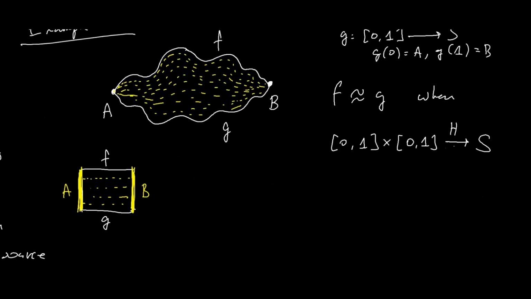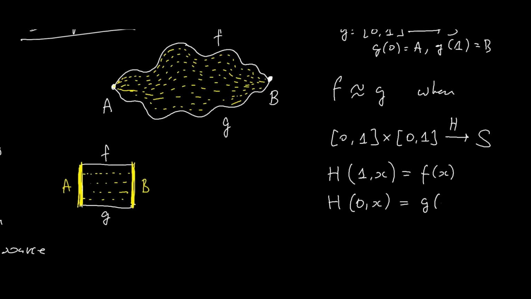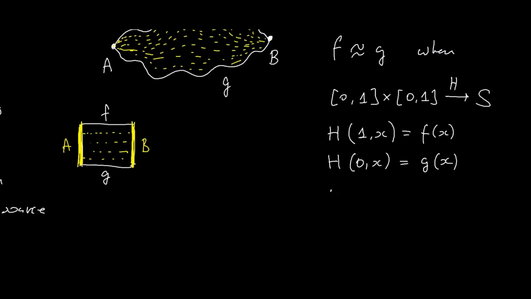And then I also want to formalize this picture, which would be saying that H of the pair 1, x is the same as F of x. H of the pair 0, x is the same as G of x. Is it the other way around? Doesn't matter. Yeah, no, it's this way around. G of x. And at the same time, I also want to say that H of y, 0 is always A, and H of y, 1 is always B.